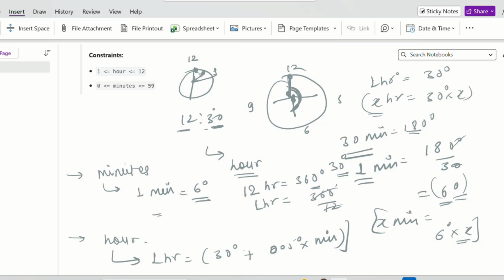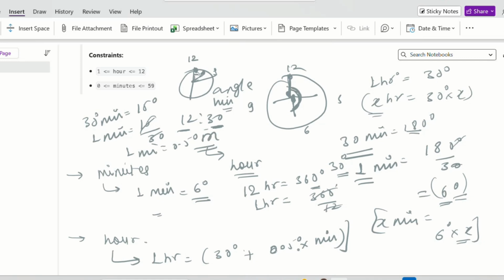So we need to calculate for the hour hand, and we need to add the angle based on the minute as well. I already showed you in our previous example that in 30 minutes the hour hand will move by 15 degrees, because it will be somewhere here. So in 1 minute it will move by 15 by 30, so in 1 minute it will move 0.5 degree. So in m minutes it will move 0.5 degree into m. So this is for my minutes.